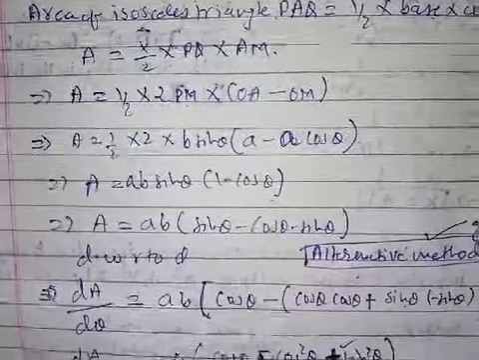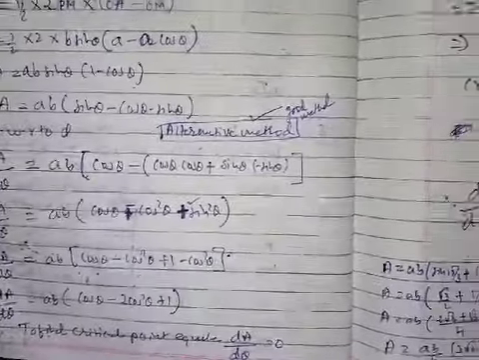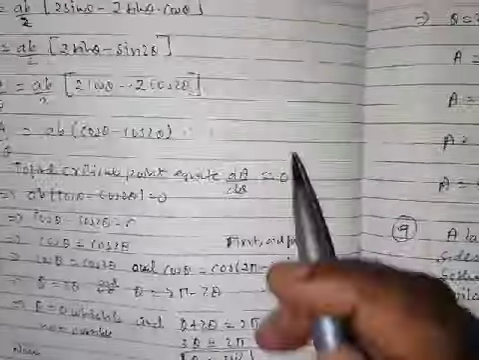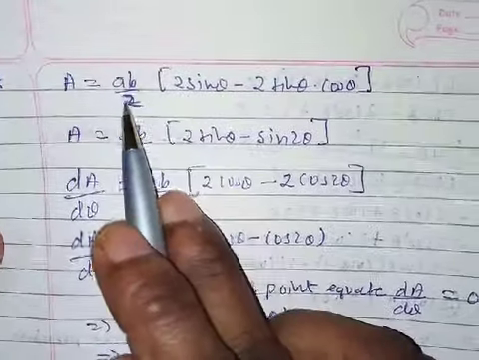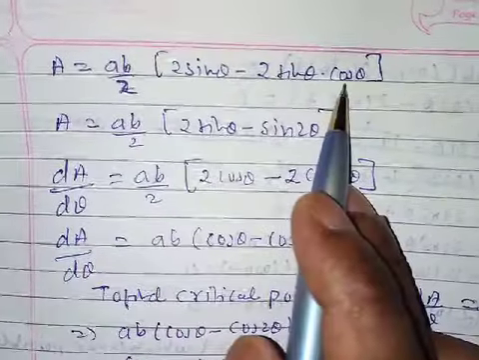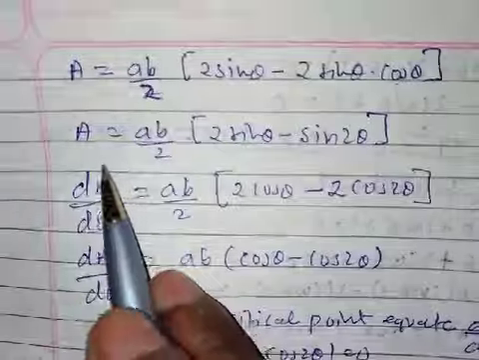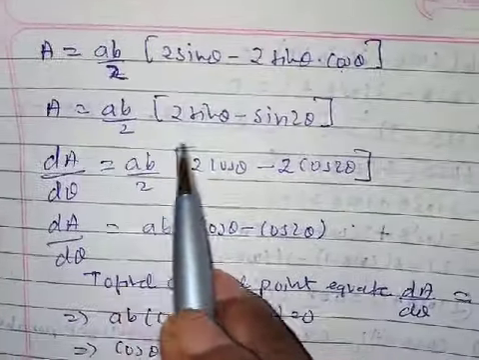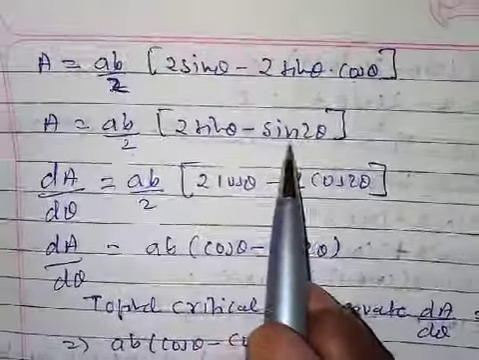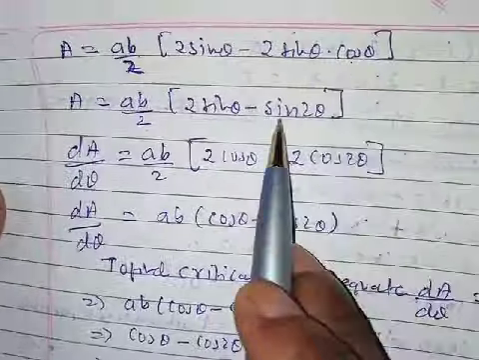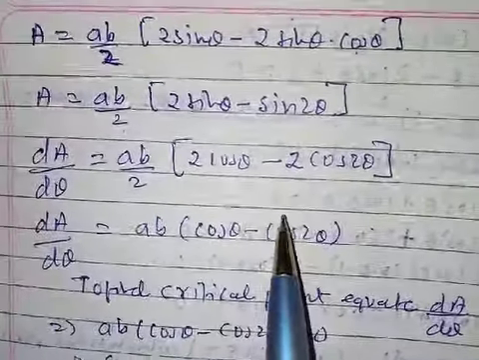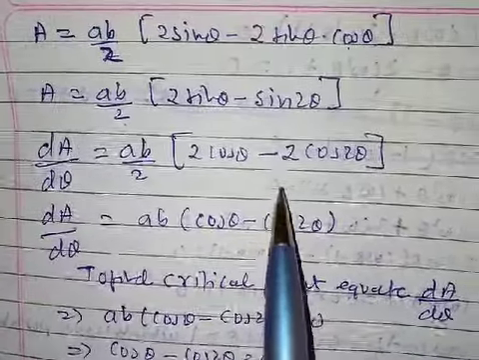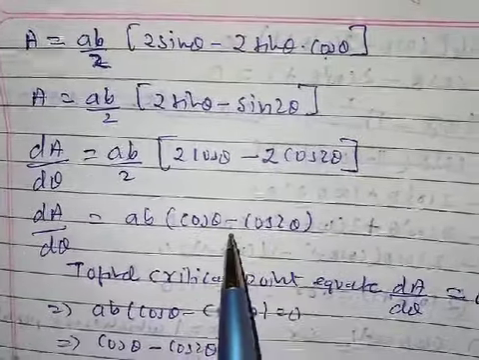So let this method, we change it, and let's go for the alternative method. Here we got AB, so multiply with 2, half here, and multiply inside 2. Is it? So A is equal to AB upon 2, that is 2 sin theta minus 2 sin theta into cos theta, which is sin 2 theta. Got it? Okay. It becomes sin 2 theta.